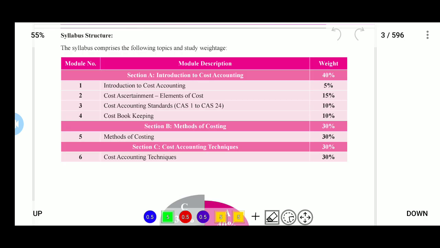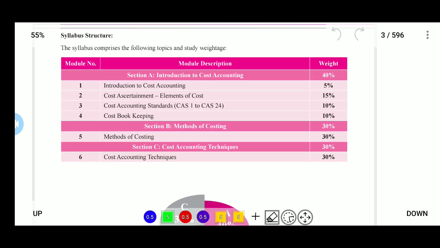Second one has weightage of 5%, which means MCQ will definitely come in this chapter. Second one is cost ascertainment, elements of cost, which means you have to prepare a cost sheet. In the last two papers, the cost sheet came from the study material itself. There is no other question. Our study material is enough to do the cost sheet. In our study material, maximum 5 to 6 questions are there on the cost sheet. So you go through all the questions from the study material.